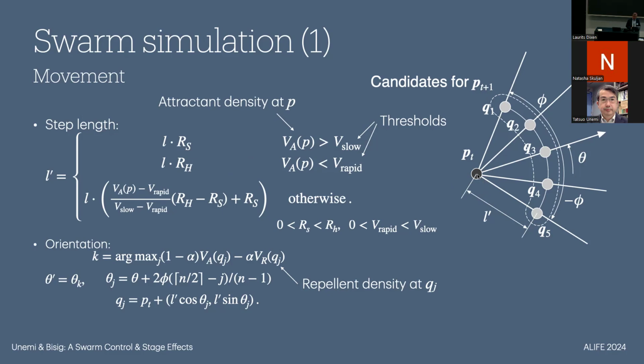Each individual senses the density of attractant and repellent. In this sample, this one sniffs 5 points, and this is the equation to make a force deciding the orientation. It is always a kind of greedy policy to find the maximum value of attractant and the least value of repellent.